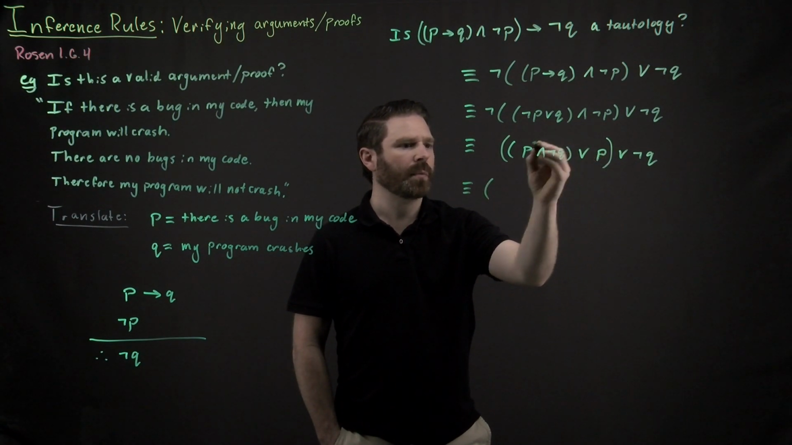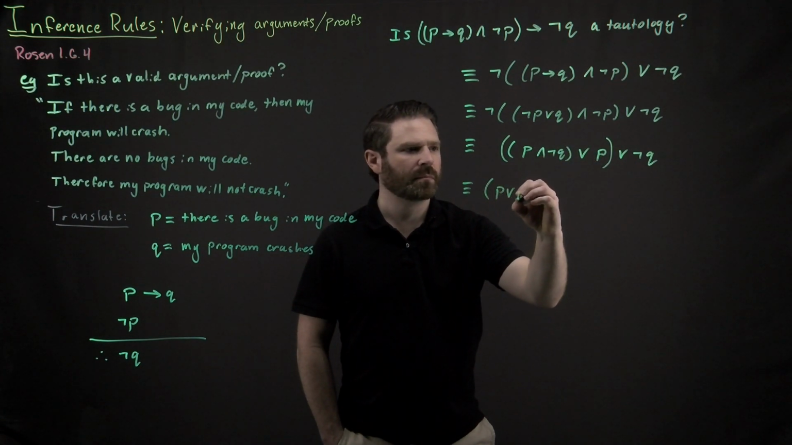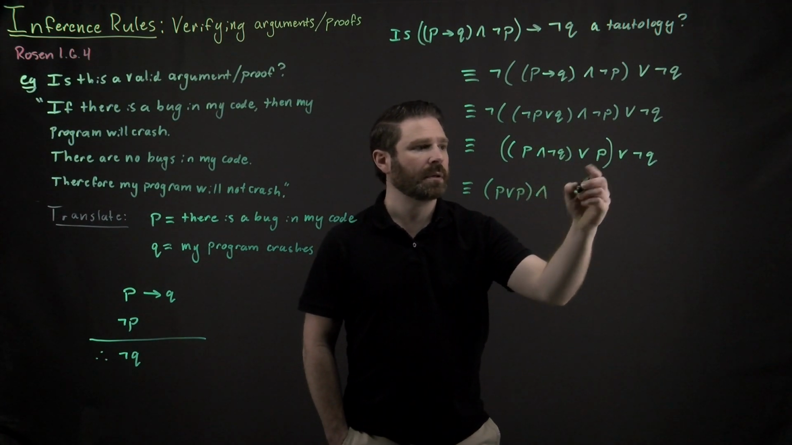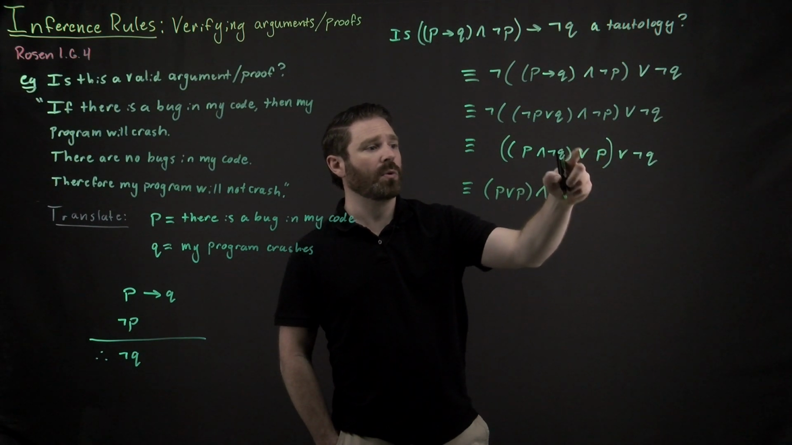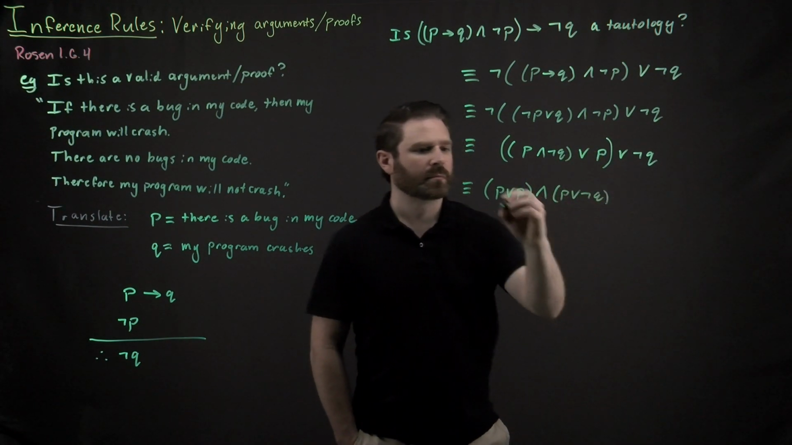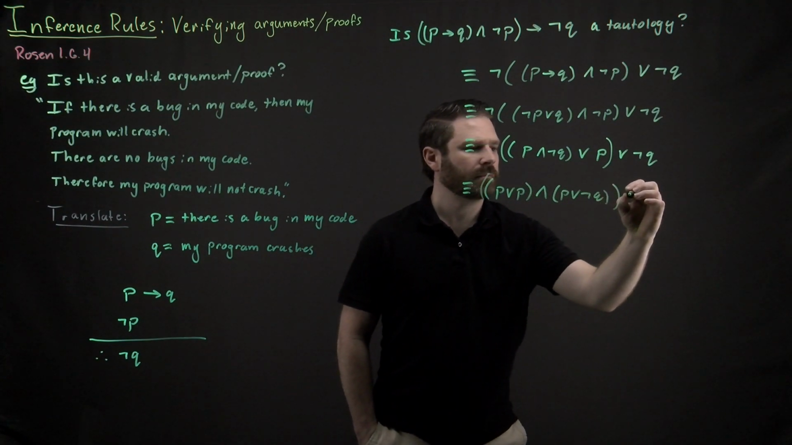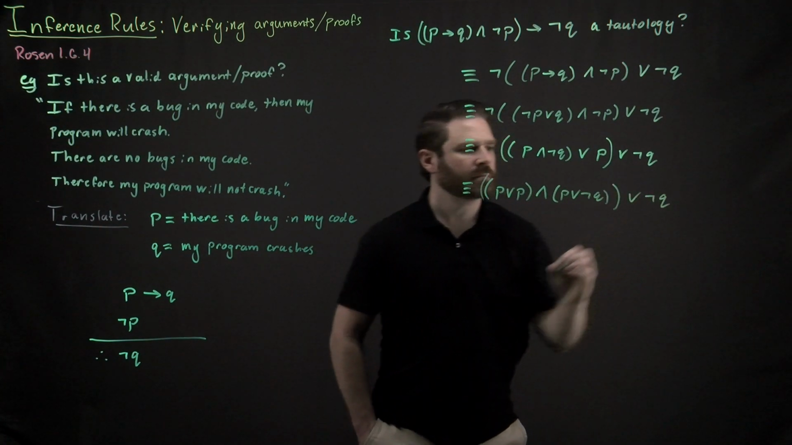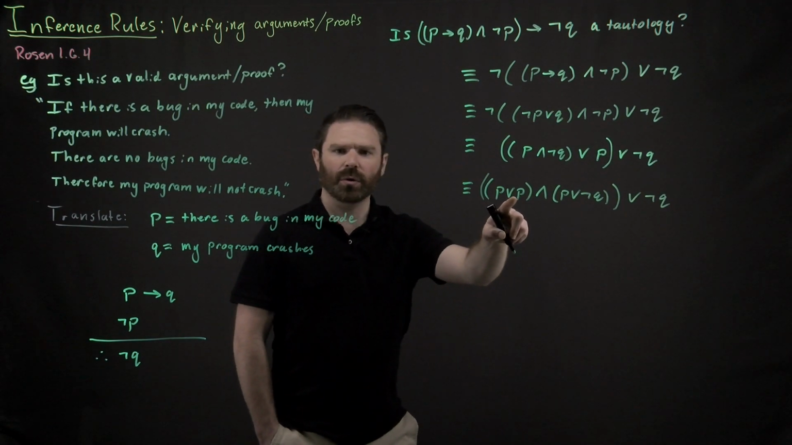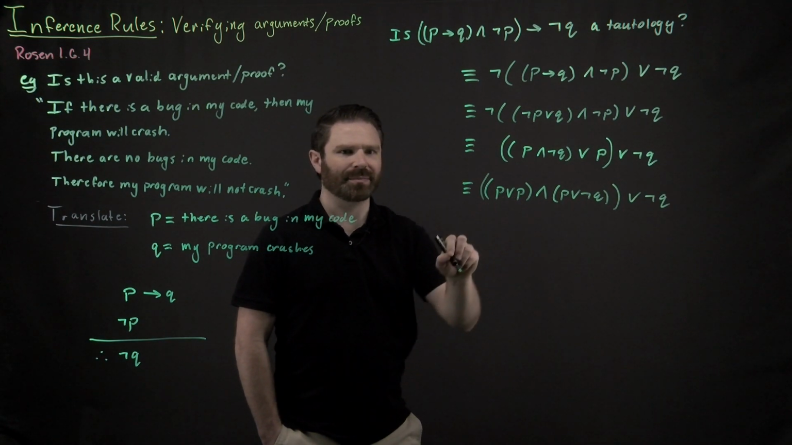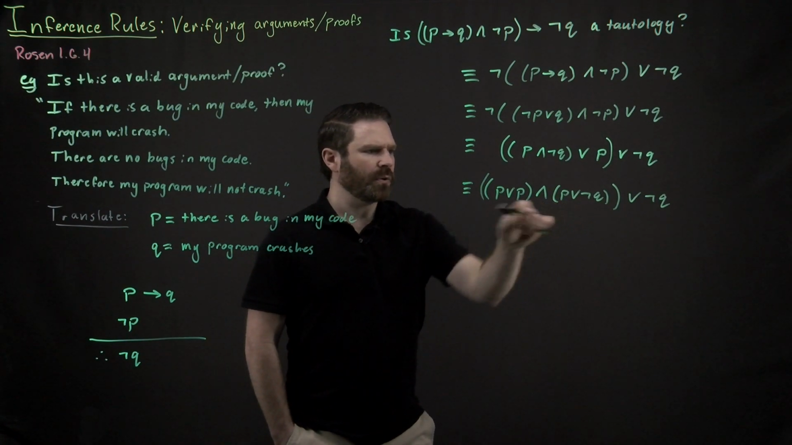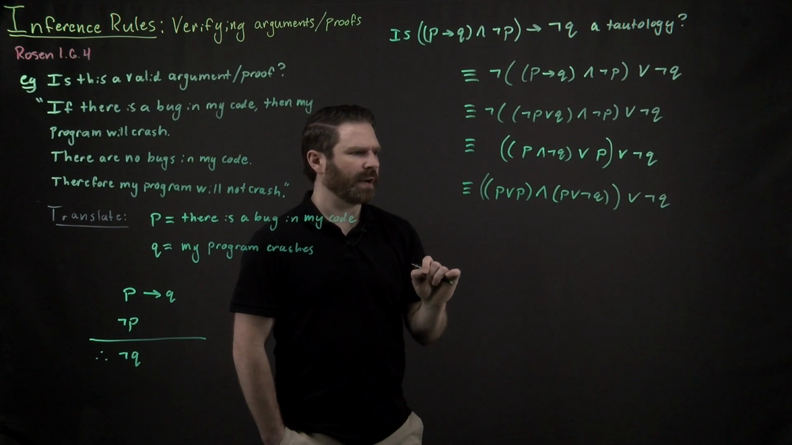So I'm going to go ahead and do that distribution, and I get P OR P and P OR not Q. Great. P OR P, I already know that's simply just P by itself, so I can simplify that. P OR not Q doesn't look like I can simplify that.